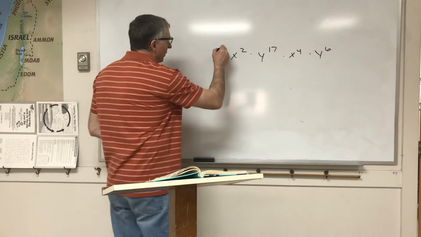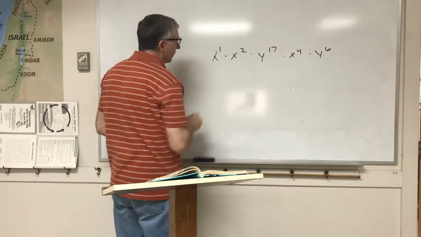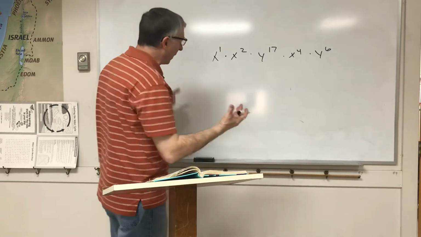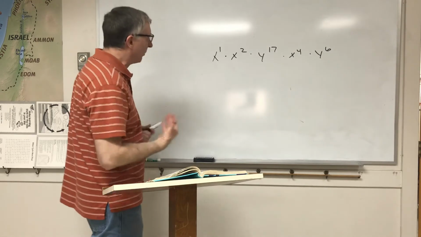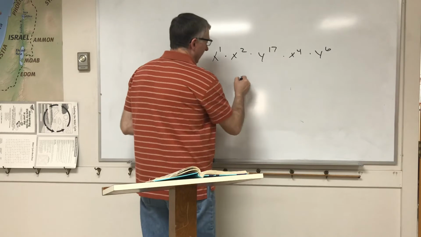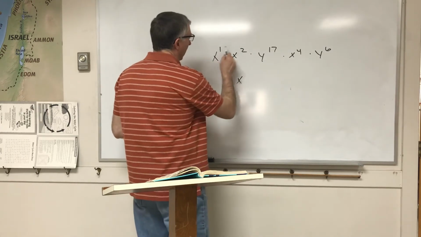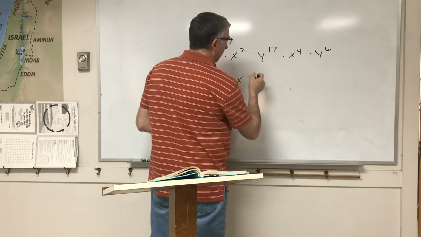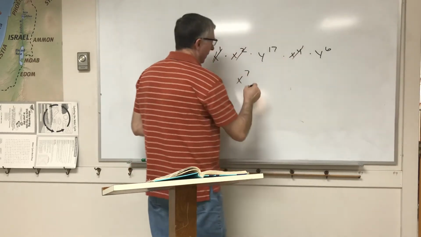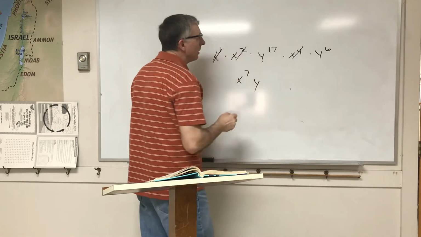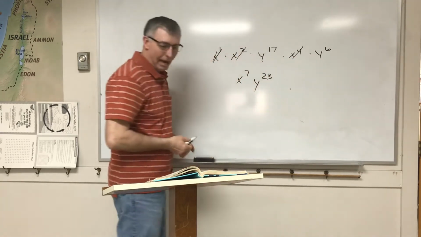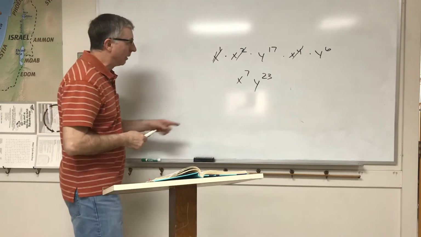Now again, if you don't have an exponent, your understood exponent is 1. So it only works if your bases are the same. So what I would do is go in alphabetical order. So the x's come first, obviously, and so let's write x down here. So I have 1 plus 2 is 3, plus 4 is 7. And that takes care of all those. And then I have a y, and then I have 17 plus 6, which is 23. And that's my answer. That's how I would write that.